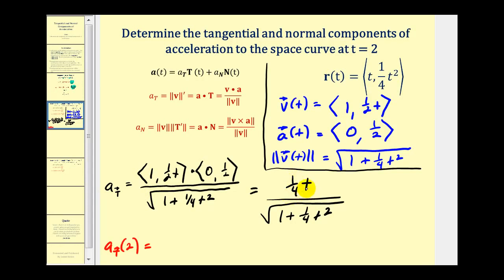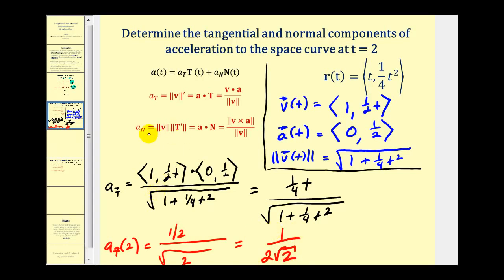So we'll have 1/4 times 2, that's going to be 1/2, and the denominator is going to be the square root of 1 plus 1/4 times 2 squared. Well, 2 squared is 4. 1/4 times 4 would be 1, so we'll have the square root of 2. Looks like our tangential component is going to be 1 over 2 square root 2. So here's our tangential component of acceleration at t equals 2.